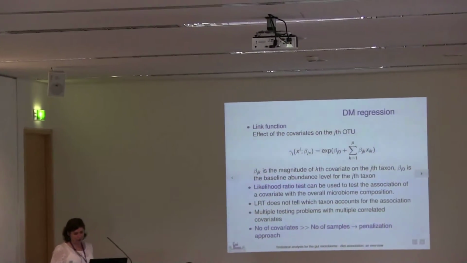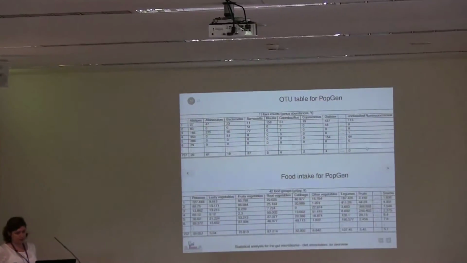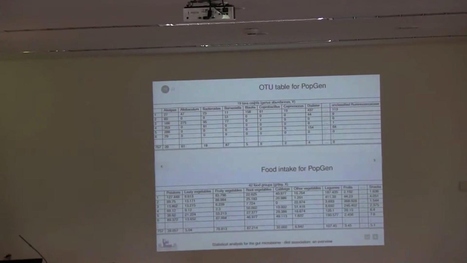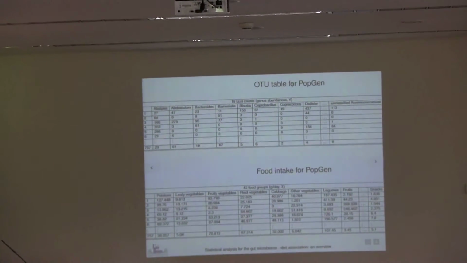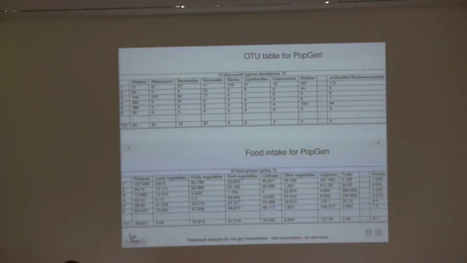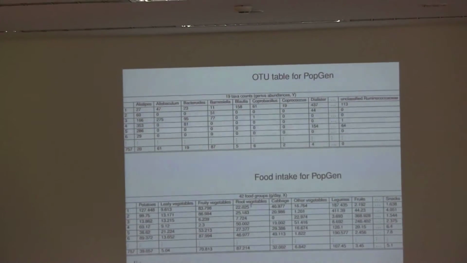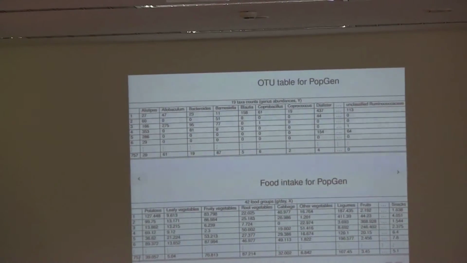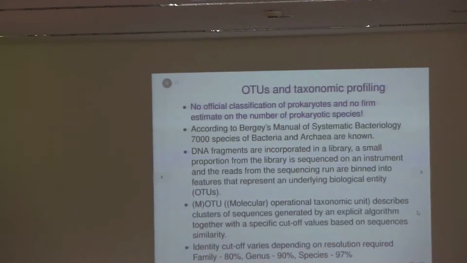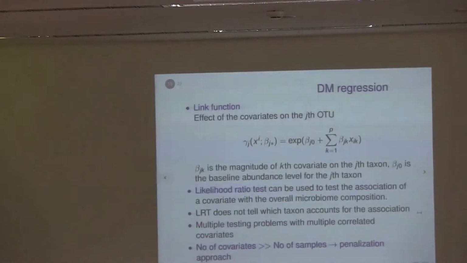In our case, for example, we had something like 19 taxa counts and 42 food groups. This means that you have over 800 betas, 800 coefficients, and you have only 757 samples. So this is not very feasible.